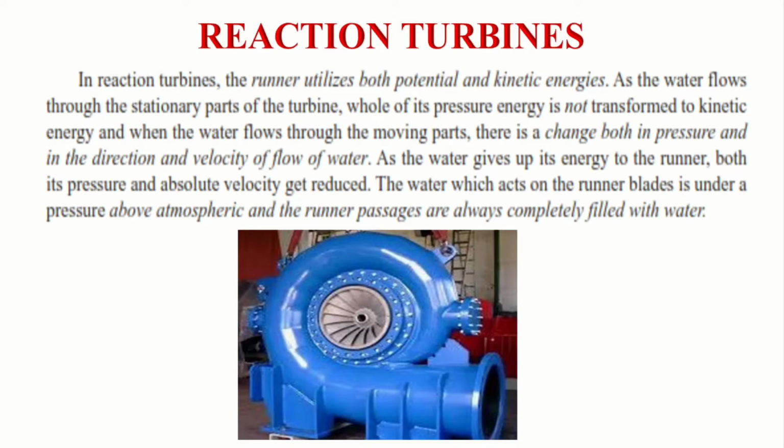The absolute velocity of water at the inlet is higher, and as it passes through the blades its absolute velocity decreases. The pressure at the inlet of the turbine is higher, and while passing through the blades the pressure also gets reduced. So what is happening here is that both pressure energy and kinetic energy are used for producing mechanical energy.